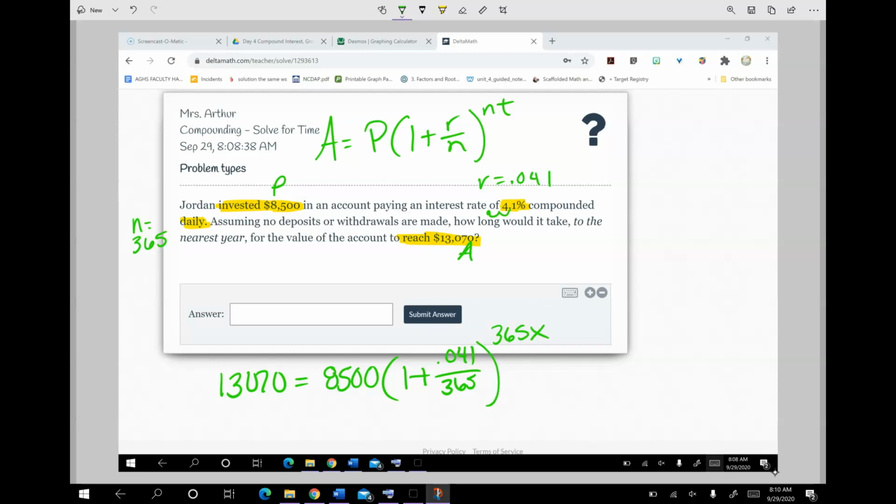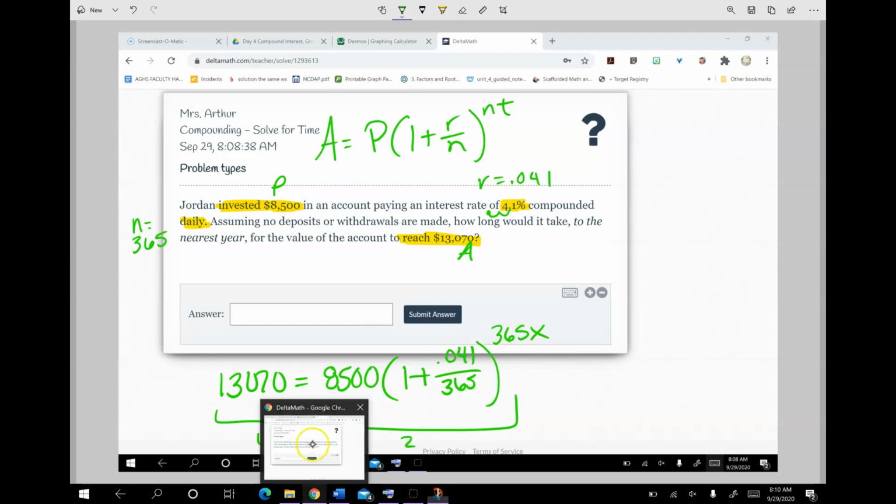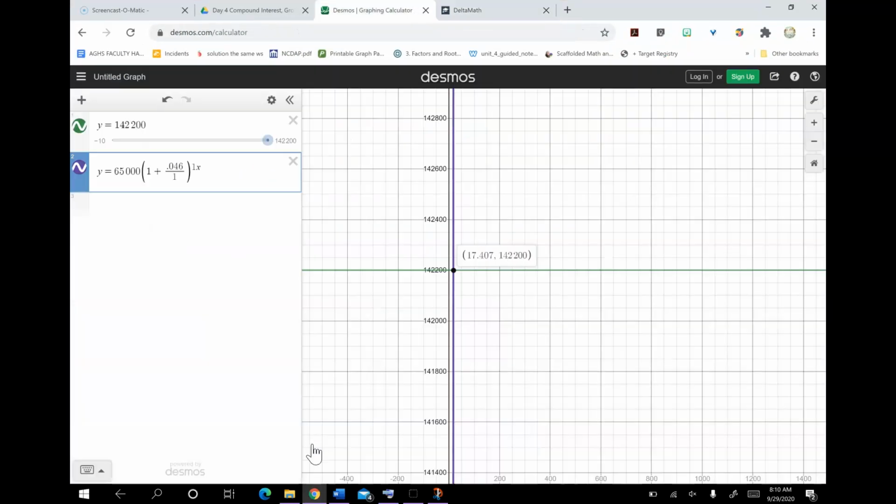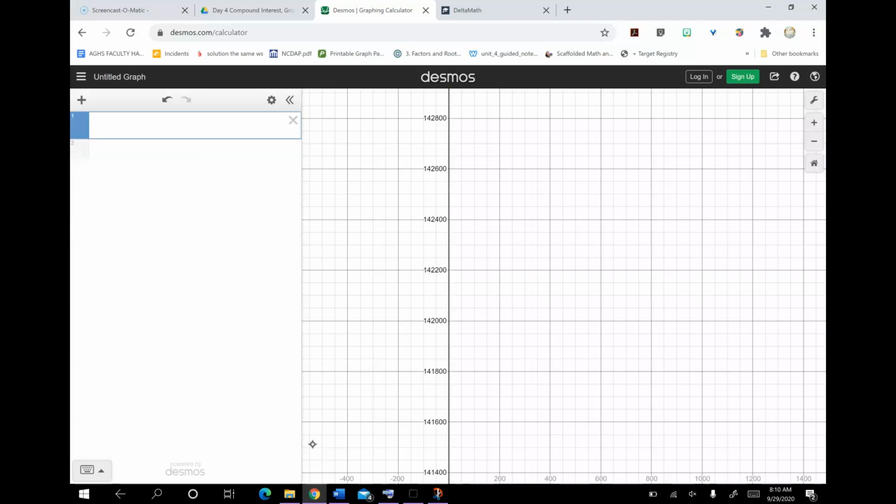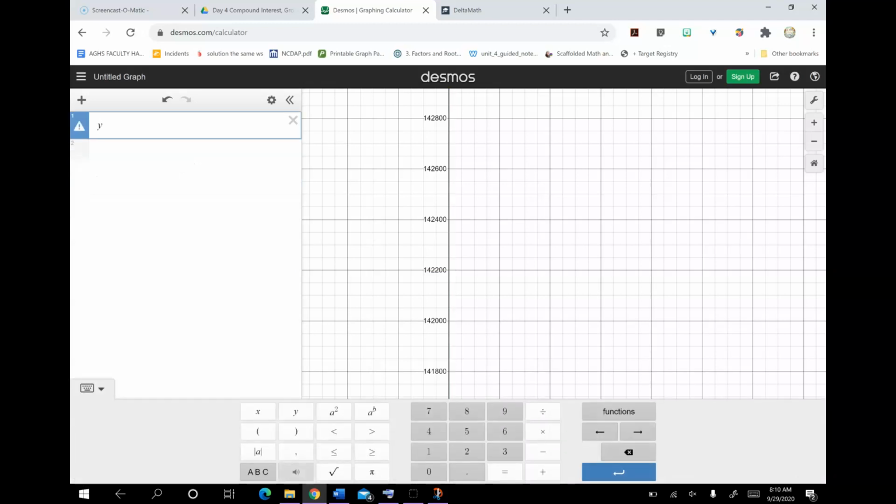Okay, so I went ahead and did that. All right, so let's type into Desmos. Line 1, line 2. Okay? All right, so we go to Desmos. We're going to say Y equals 13,070. Okay? And then Y equals 8,500, parentheses, 1 plus 0.041 divided by 365. Raise it to the 365x.